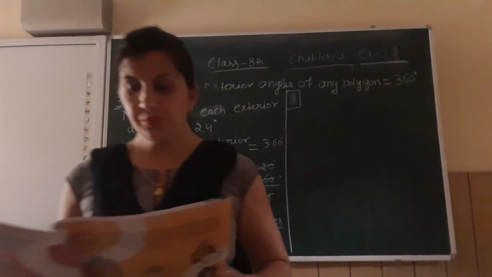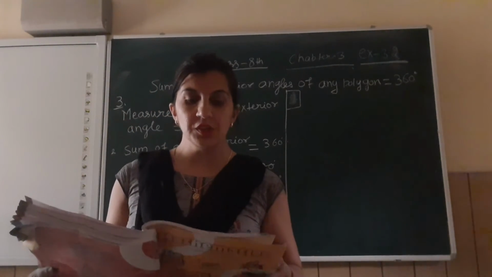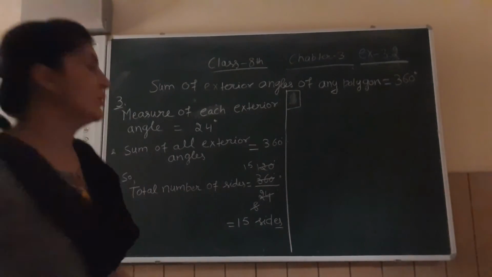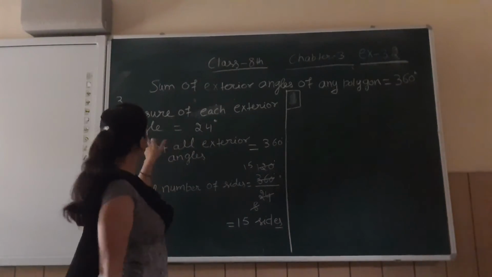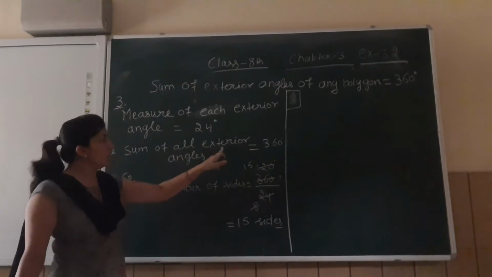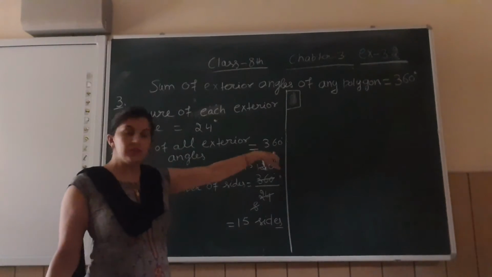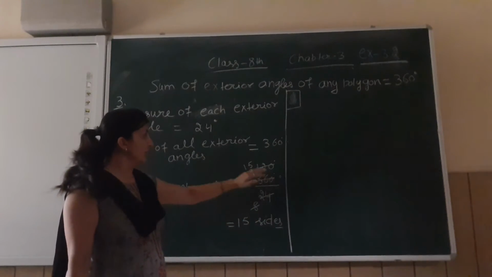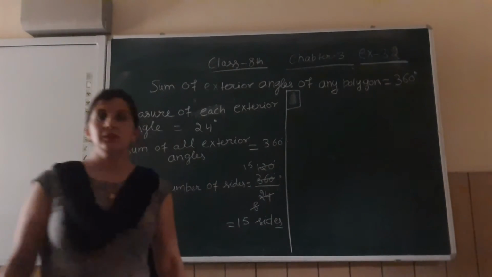Now, the third question: how many sides does a regular polygon have if the measure of each exterior angle is 24 degrees? The sum of all exterior angles, we know, is 360. So the number of sides is 360 divided by 24, and when we solve it, we get 15 sides.